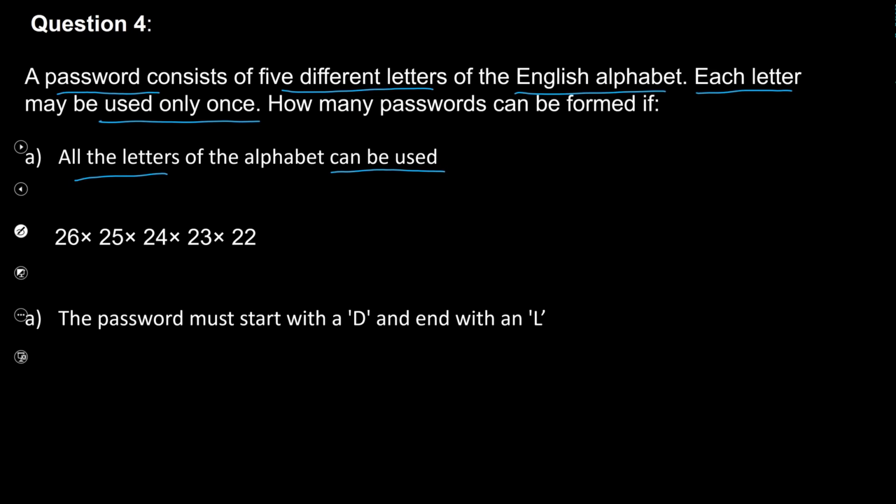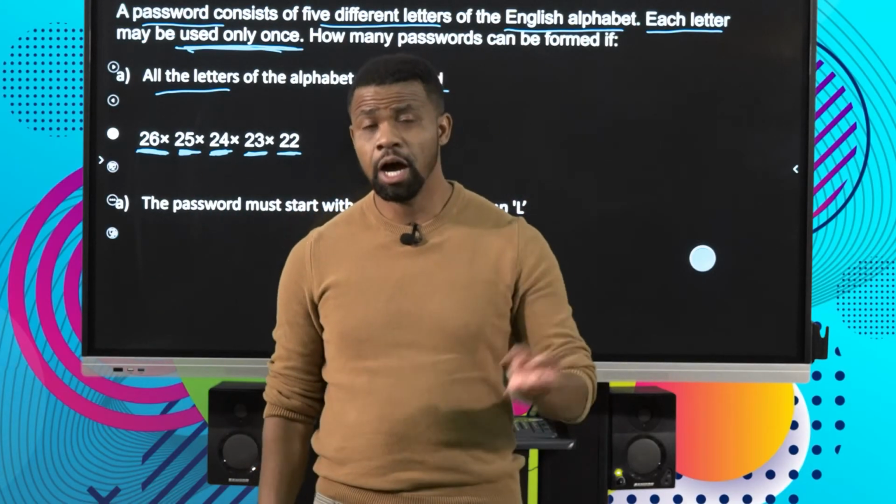For the first position, we have 26 letters we can use. But we have already used one letter, so we only have 25 to use, because we cannot repeat. We can only use a letter once. If we have used 25, how many can we choose in the next position? Only 24. If we have used 24, in that position we can only use 23, and then 22. So our answer here will be 26 times 25 times 24 times 23 times 22. You can leave your answer in that manner, or if you want, put it in your calculator and see how many ways there are. Are we all together? It's very important that we cannot repeat our letters.